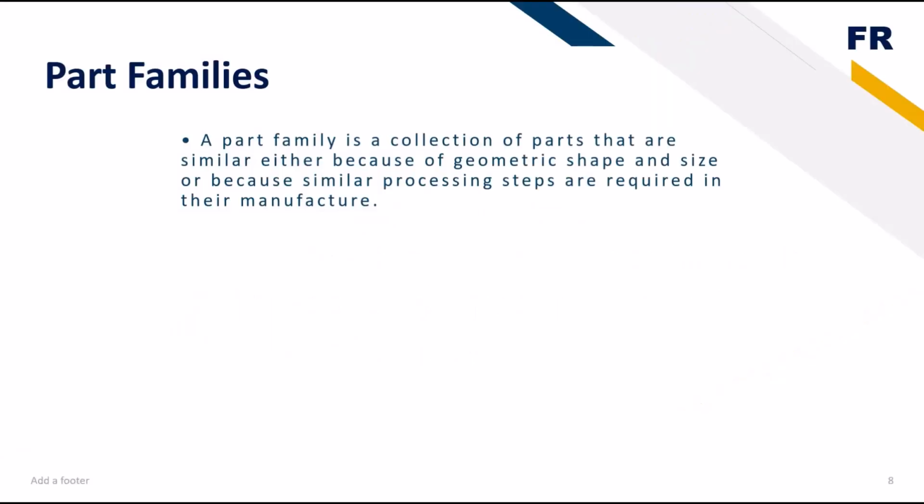In group technology, there are part families. A part family is a collection of parts that are similar either because of shape, size, or similar process steps required in their manufacturing. In simple terms, a part family is a similarity grouping, also called a group family.